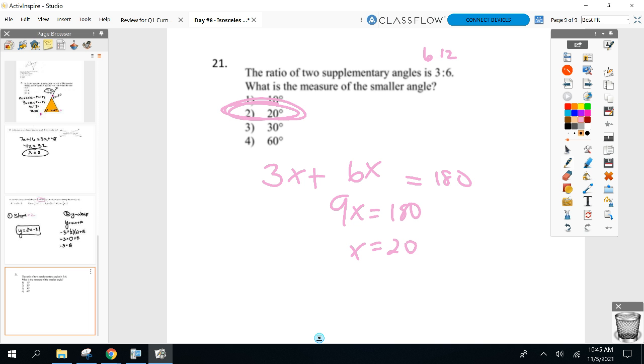They sucked you right in. Pick me, pick me, pick me. That's what they're doing. Because you didn't read the problem. I'm not looking for 20. I'm looking for the smaller angle. So what do I need to do with 20? Plug it into which one? 3x. Yeah. Welcome to the Regents exam in June. They're going to suck you right in. We all good? We're grinding. Let's go. Next one up.